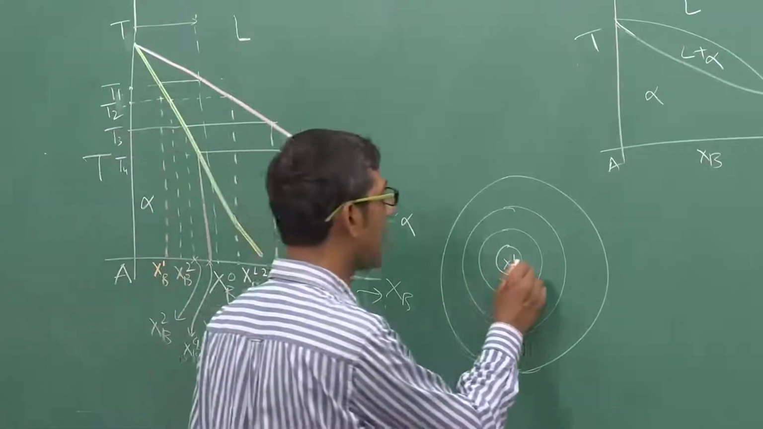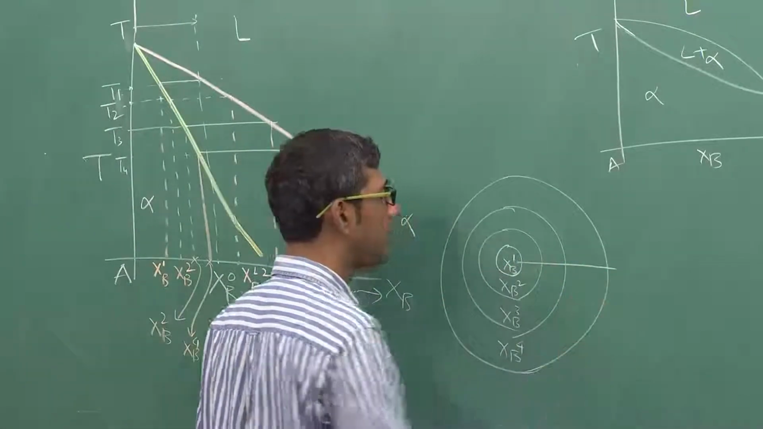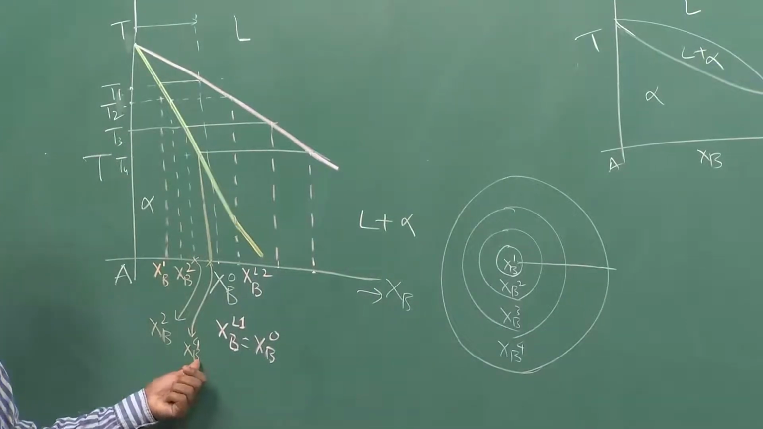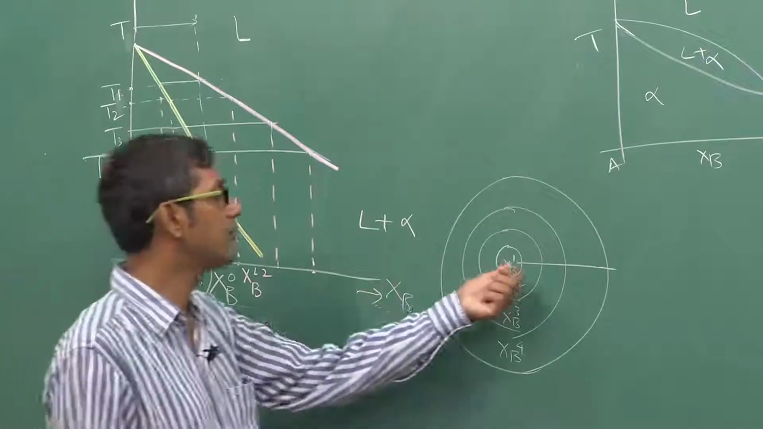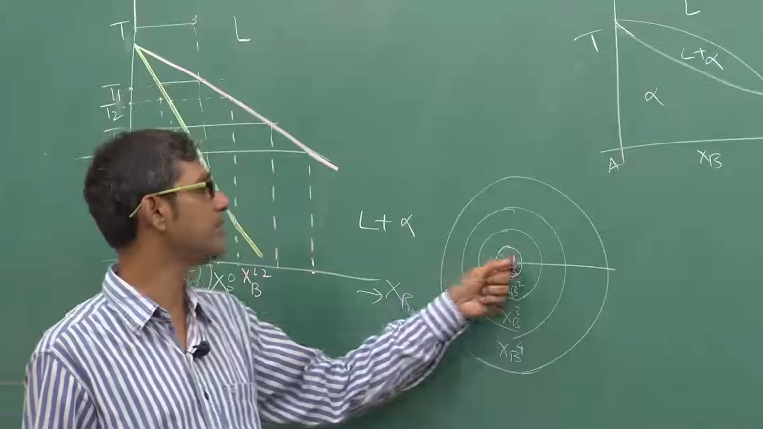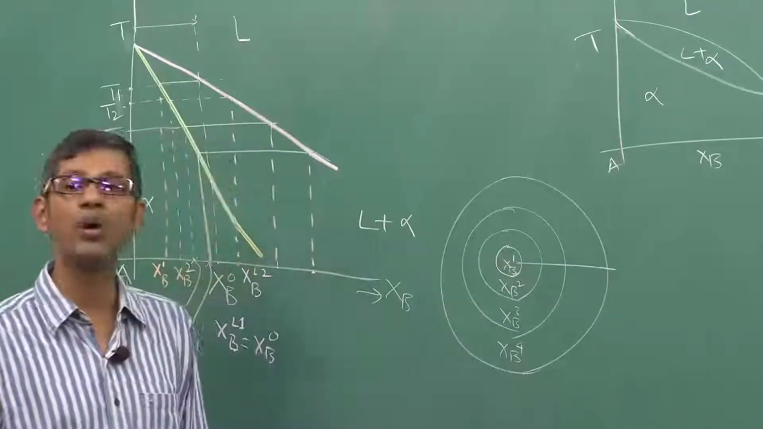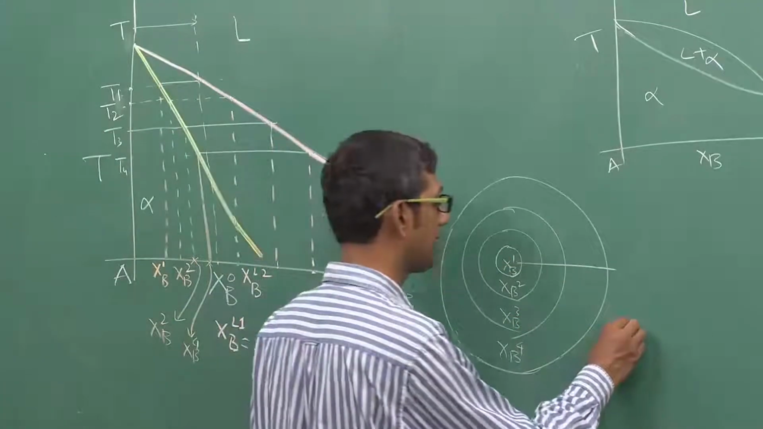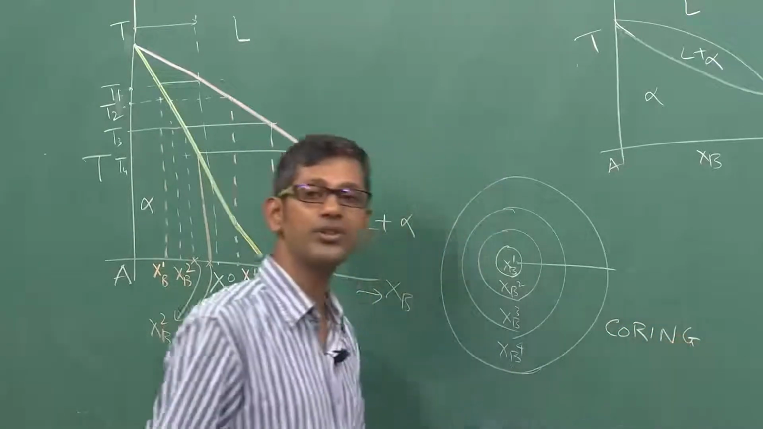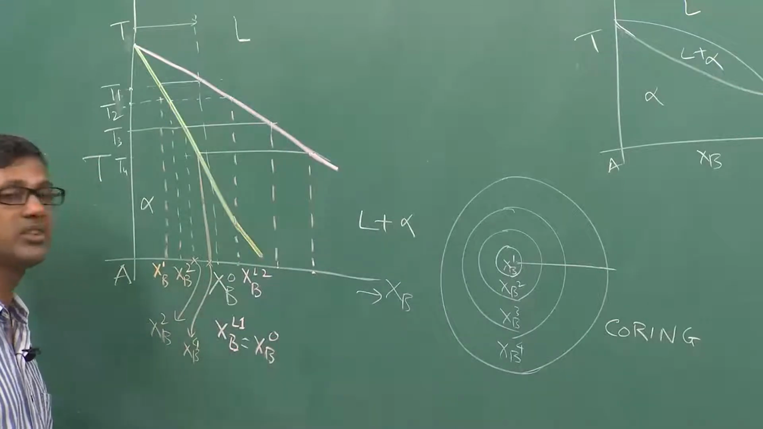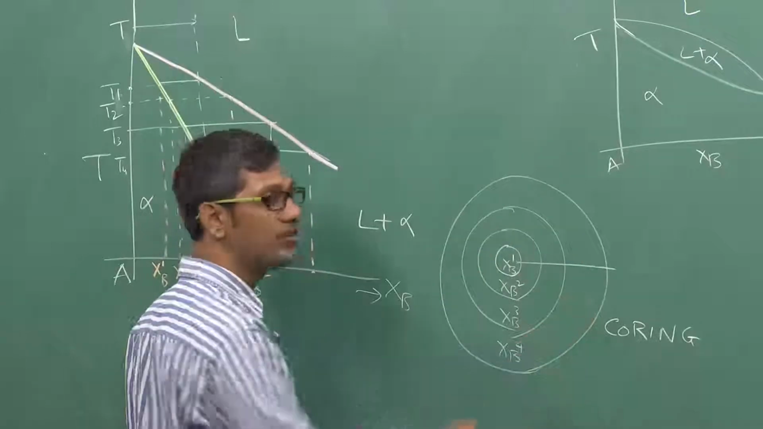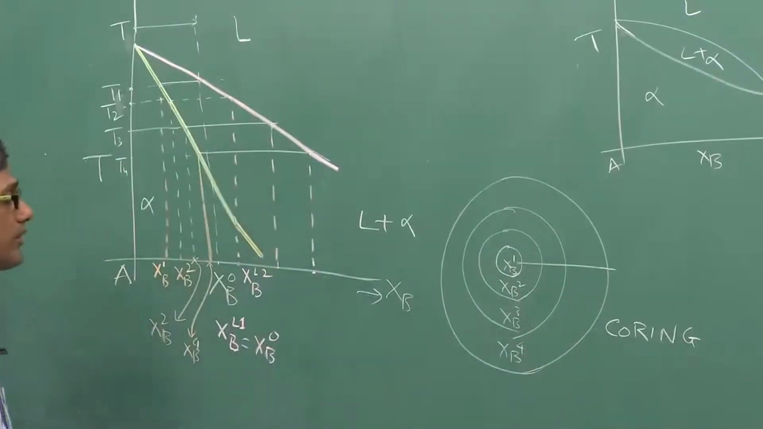So, if I draw a line from the center to the periphery, the periphery will have higher solute, Xp4, than the center, which is Xp1. So there is a compositional gradient created from the center to the periphery, and this is widely known as coring in the literature, because you are creating a structure which is shell like. The inside one has a lower solute than the outside shell, and that is why it is called coring.